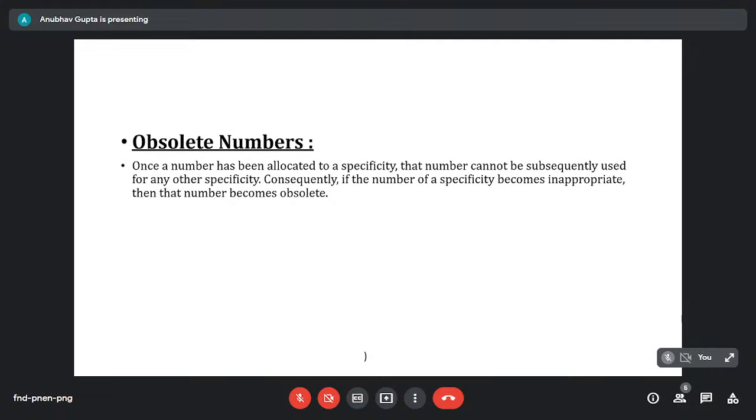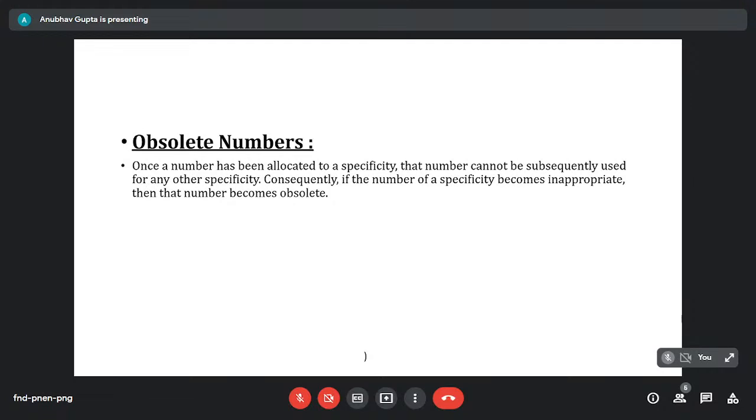Consequently, if the number of a specificity becomes inappropriate, then the number becomes obsolete. So in simple language, if you have given a number to any antigen and ISBT found that the gene which was identified forms a series, or forms a collection, or doesn't represent that antigen, or is heterogeneous in form, then we will remove that gene. But the number of that specific antigen is obsolete and will never be used for any other antigen.